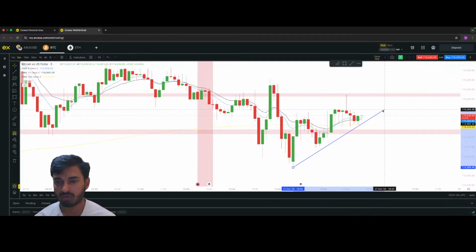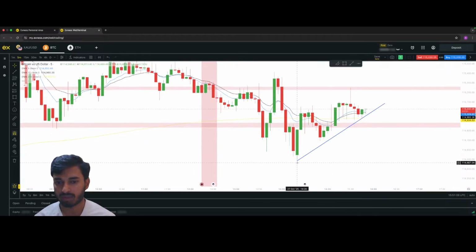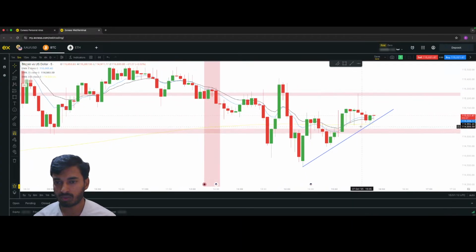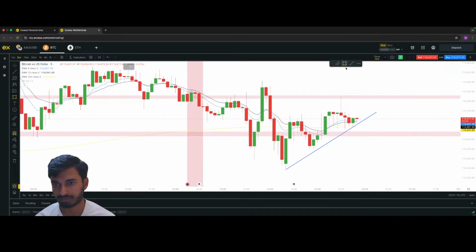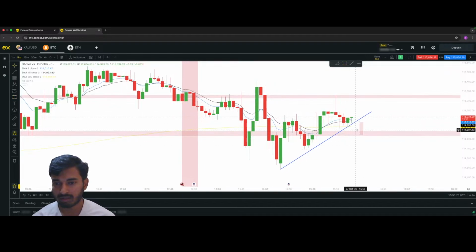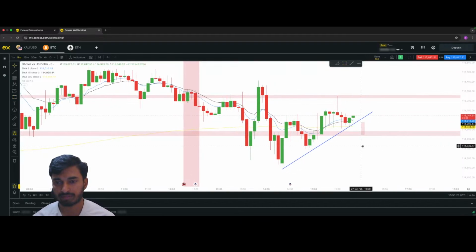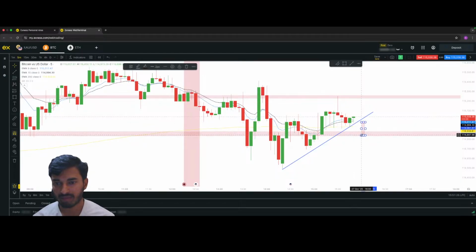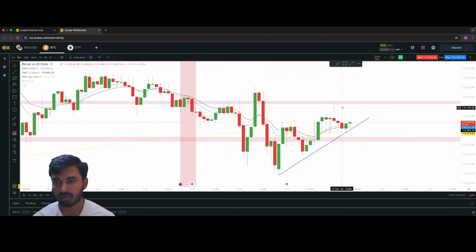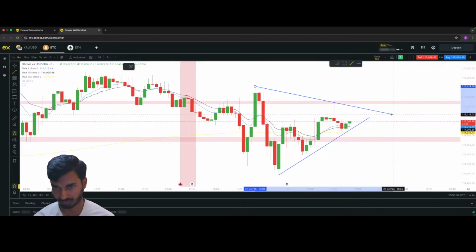See, now I'm going to draw a trend line over here. So this is the 200 EMA. If this 200 EMA breaks down, then I'm going to take a short trade from here, I mean below this candle. If it is above, then I'm going to trade above. This trend line I'm drawing.